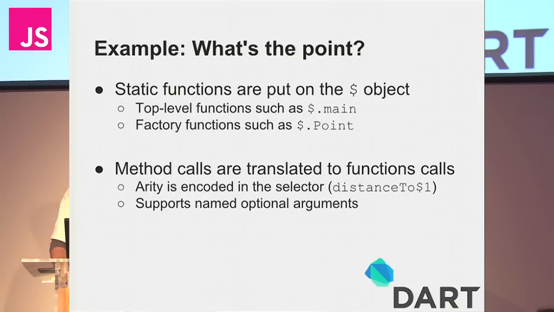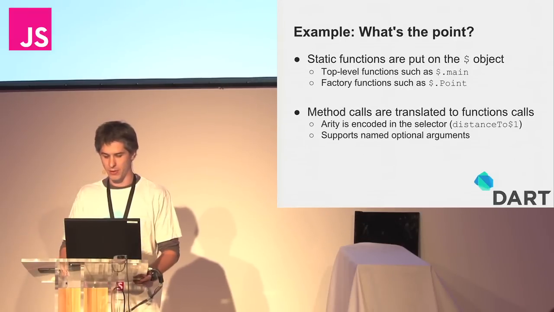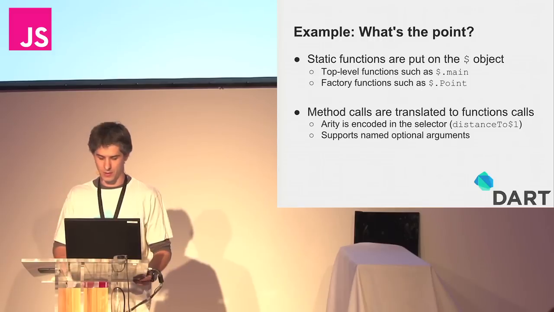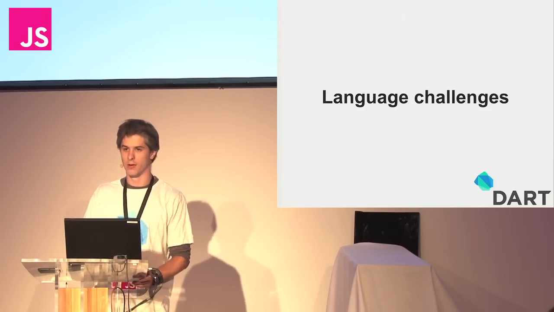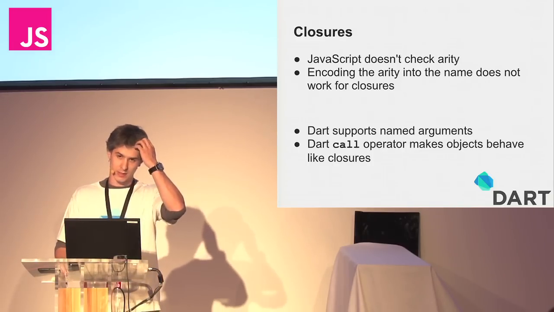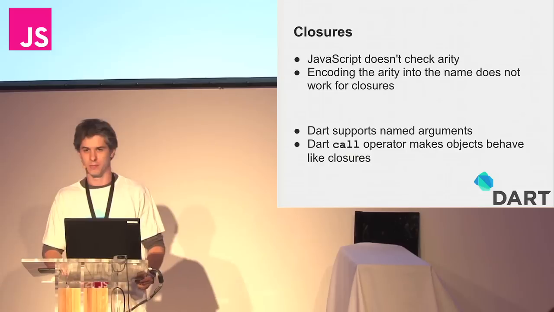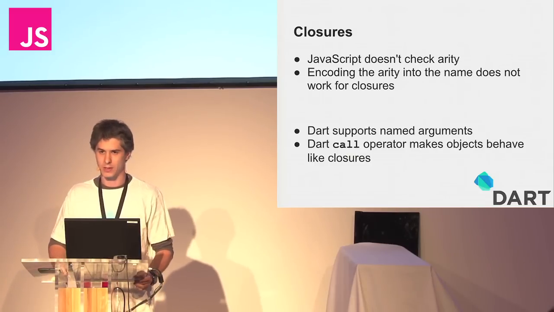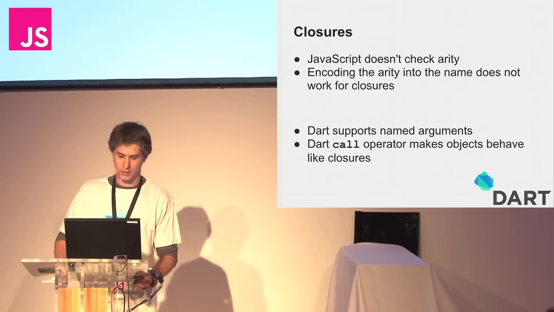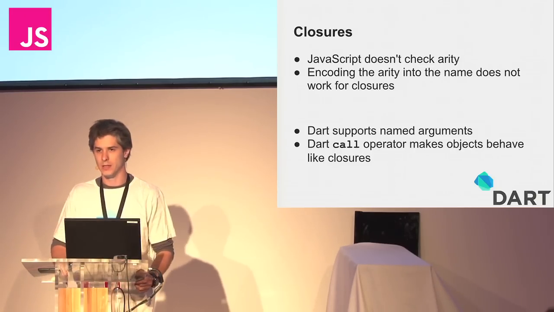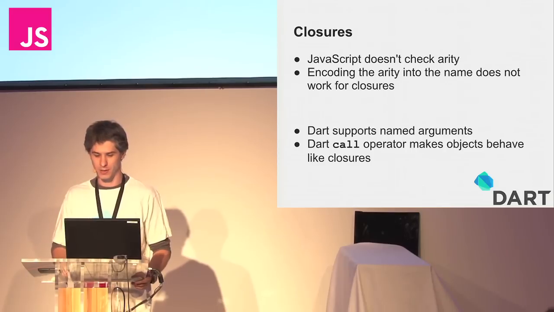So this is basically what I just said. Statics on dollar, factory constructors, and functions. Method calls are translated to functions with the arity in their name. So what are the challenges now? One of the big challenges is closures. JavaScript, as I implied, doesn't check for arity, whereas in Dart it's an error if you don't give the correct number of arguments. And in the previous example, we just encoded the arity in the name of the method, but if you have a closure in hand, you don't have a name anymore, so you cannot really encode it there.